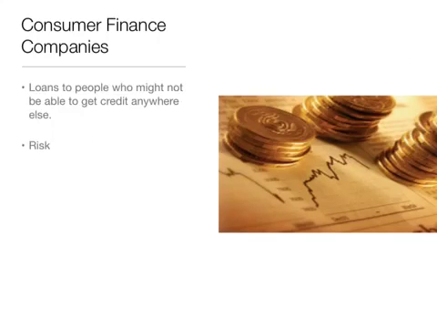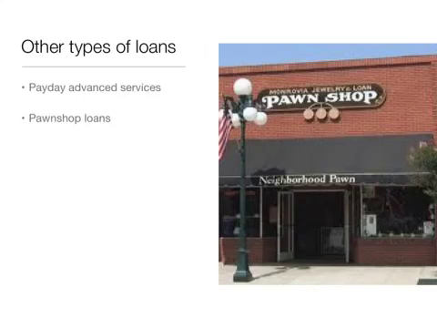All right, consumer finance companies give loans to people who might not be able to get credit anywhere else, and there's risk involved because these people may not be able to pay back the loan. All right, other types of loans. There are payday advance services, which offer short-term loans until payday, but they charge high fees and interest. And pawn shop loans, where they hold something of value in place for you to pay back their loan, and if you don't pay back your loan, they keep the item.